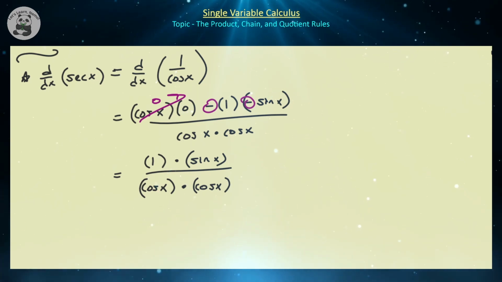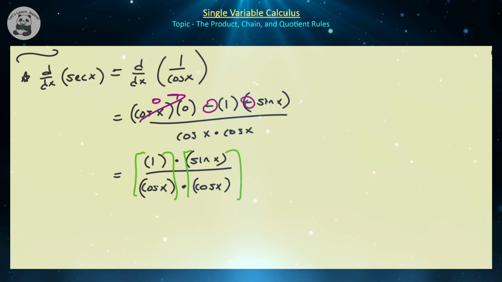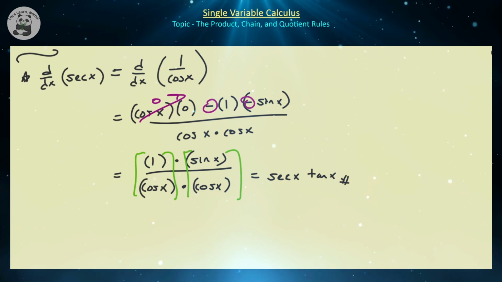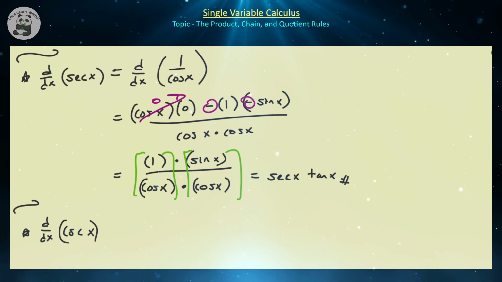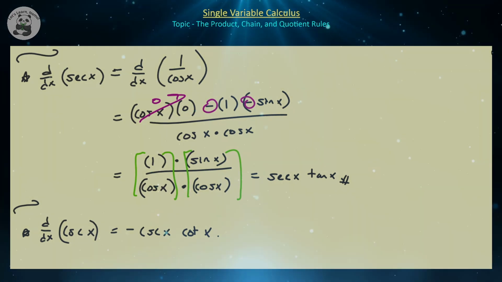Now you can write this as just sine over cosine squared, and that would be a correct answer, but I'm actually going to write it in a different way. From your reciprocal identities, you should know that 1 divided by cosine is secant, and sine divided by cosine is tangent. So an alternative way of writing the derivative of secant is secant of x times tangent of x, and that would sometimes be the more commonly preferred answer. And if you know these rules, then you should be able to prove on your own that the derivative of cosecant is equal to minus cosecant of x times cotangent of x, and you can prove it in a very similar way as the secant.